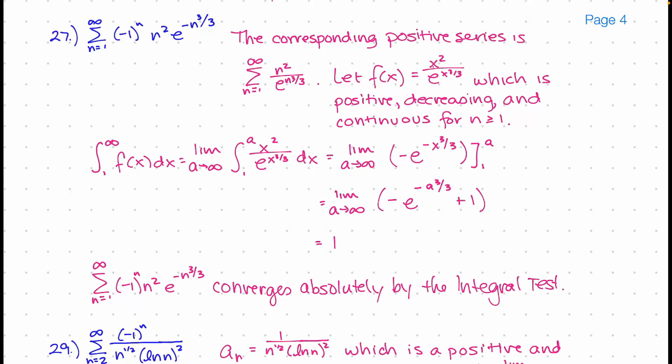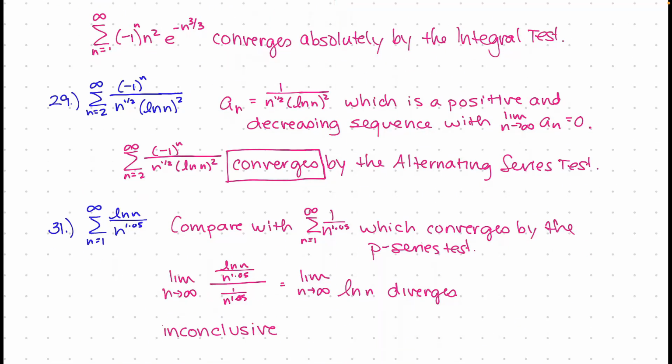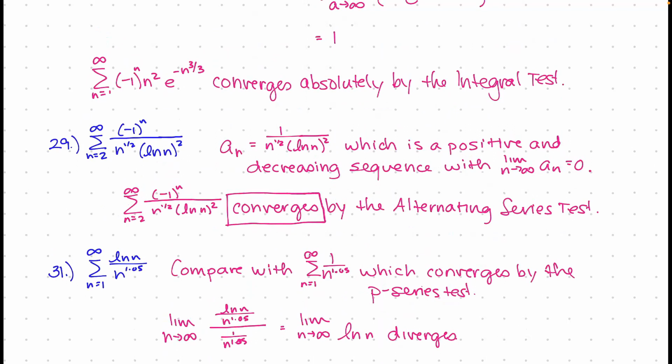Well, let's see here. So for this one, I chose to use the integral test. Let me see what the difference is with 29. So 29 is using the alternating series test. And this isn't the only way to do it, but what I chose to do when I was doing these solutions, 29, I used the alternating series test. All you need to do is show that the nth term is decreasing and it tends to 0, and boom, it's going to converge by the alternating series test. So that's all I had to do.